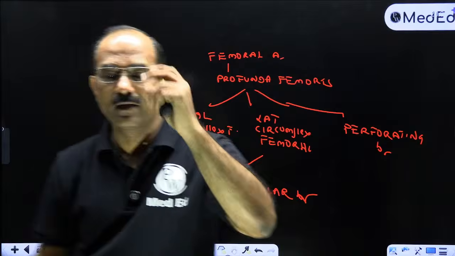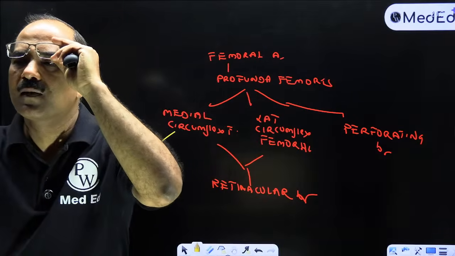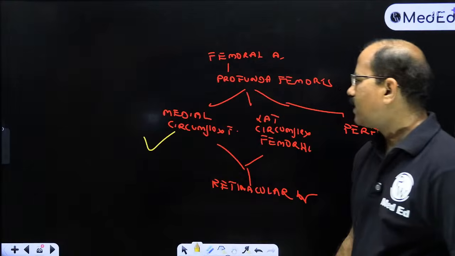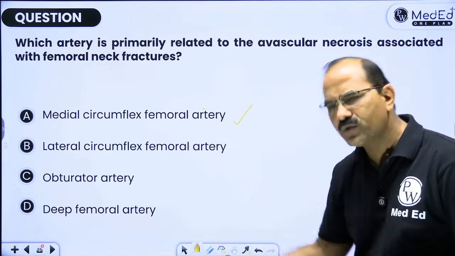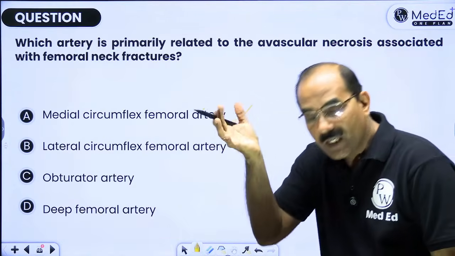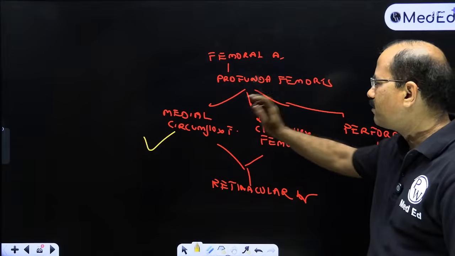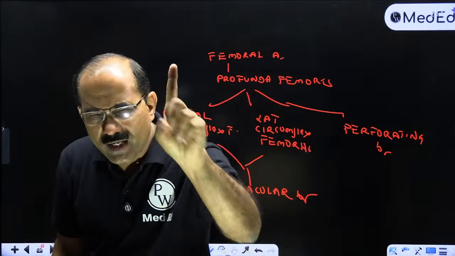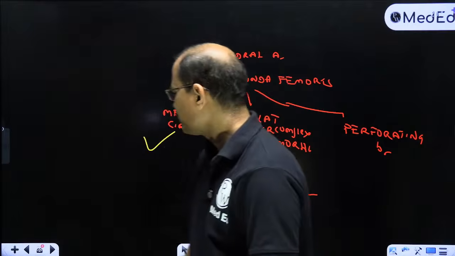किसने आंसर नहीं किया ये? हाँ, so medial circumflex femoral artery. हाँ, very good. A आंसर किया ना बच्चों? हाँ, so answer is medial circumflex femoral. Lateral also gives retinacular branches, but a majority of retinacular branches कौन देगा? Medial circumflex femoral देगा. So एक select करना है आपको, so you select medial circumflex femoral artery.